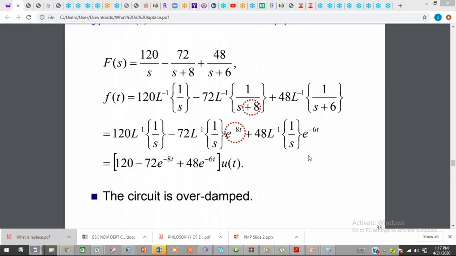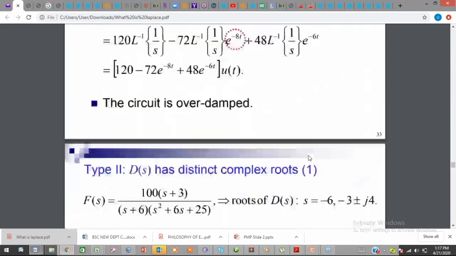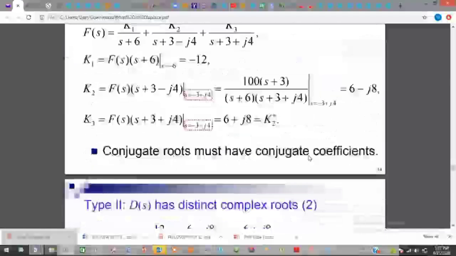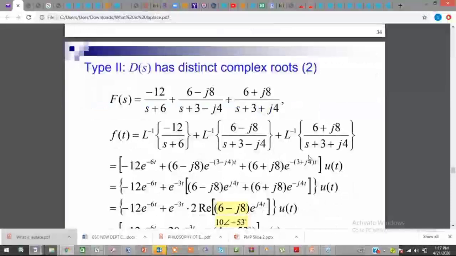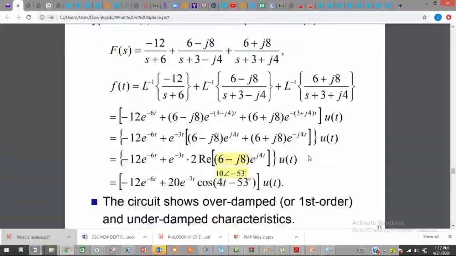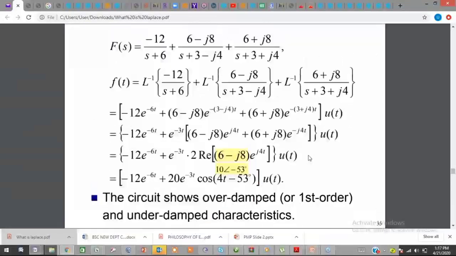On page 35, which we are looking at now, we have the function F of s equals minus 12 all over s plus 6 all over s plus 8 and s plus 3. But when we look at it, the steps I used in solving or calculating them were followed until we arrive at the u of t, and the circuit shows overdamped or first order.